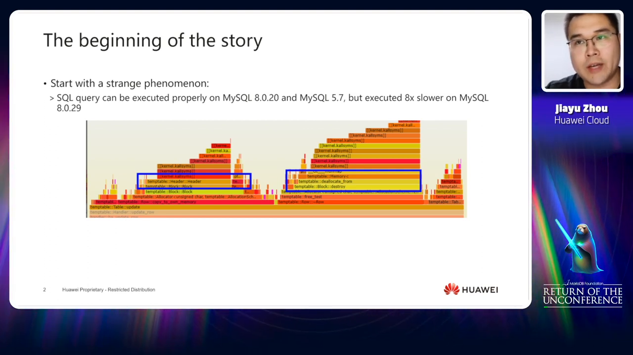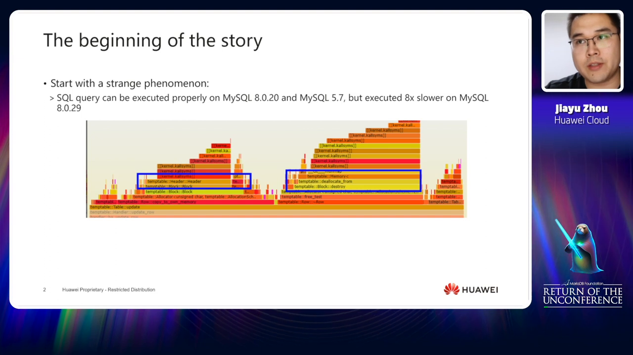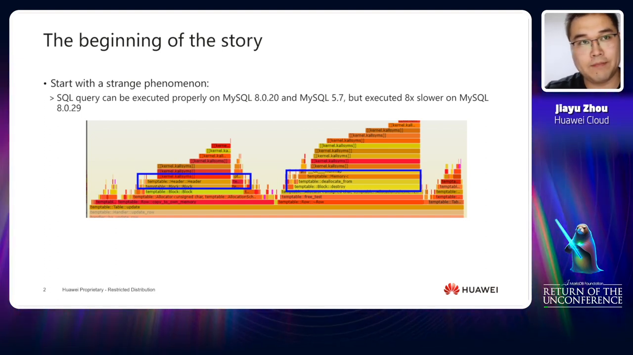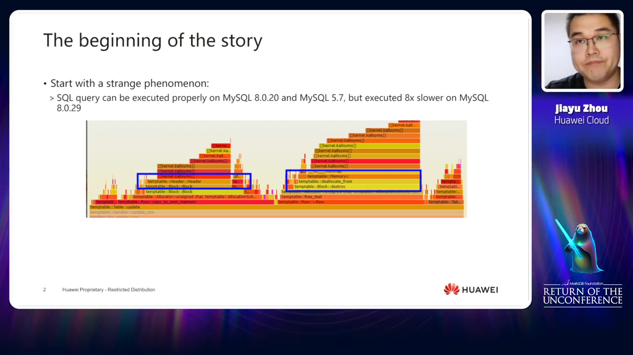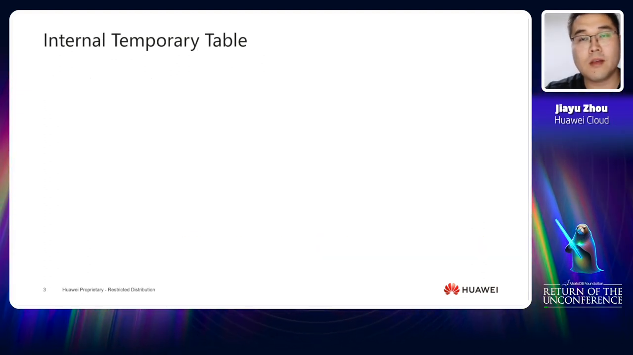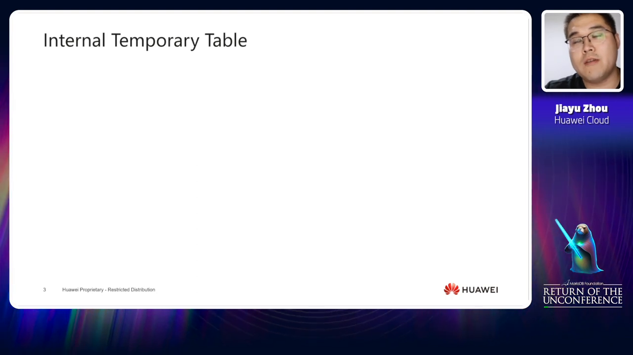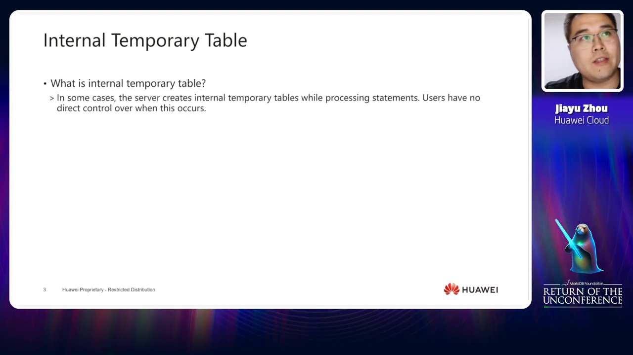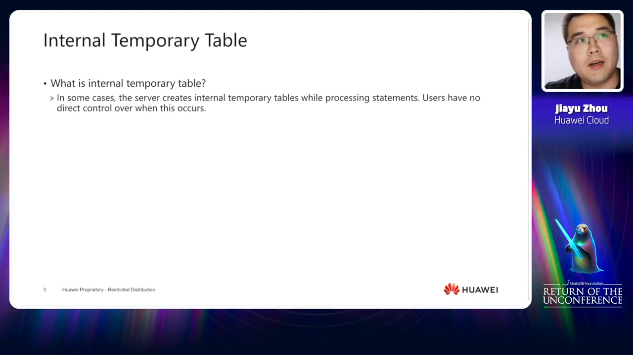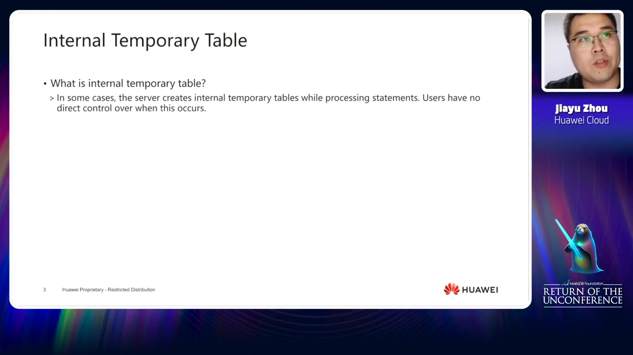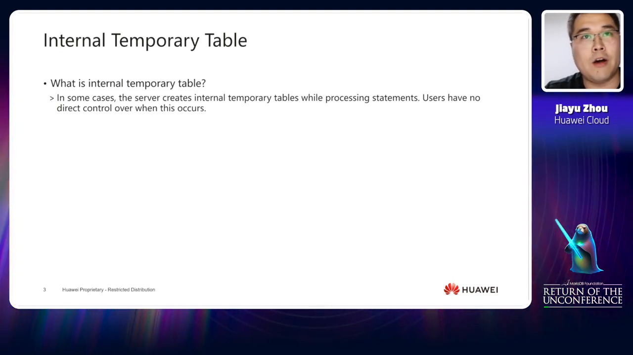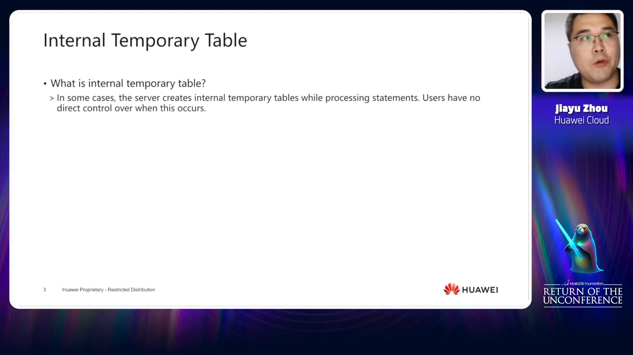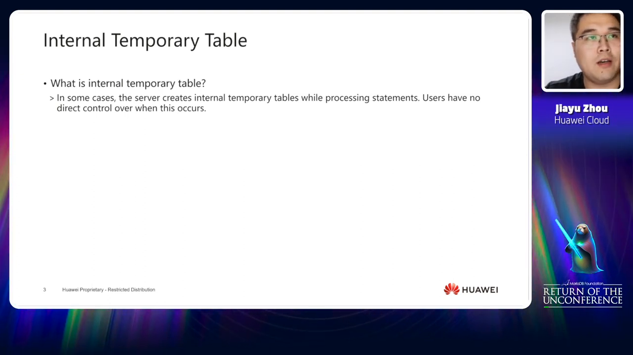After the problem was located, I was curious. Why do we need TempTable since there is Heap engine already? What's the difference between them? To answer the above question, we have to know some basic stuff. The first is, what is internal temporary table? In some cases, the server creates internal tables while processing statements. Users cannot view it or control it when it occurs.